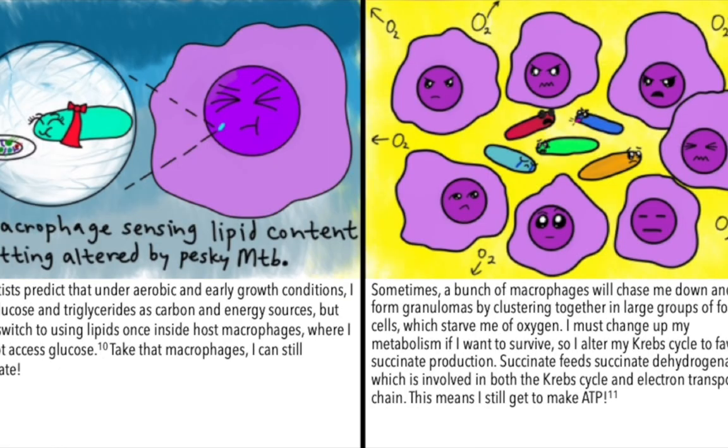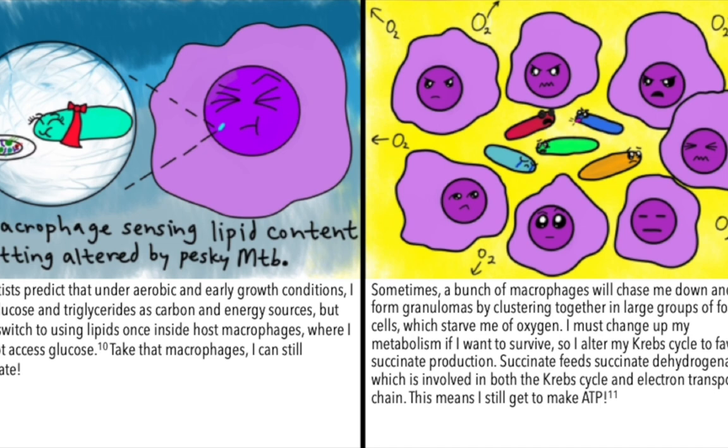Scientists predict that under aerobic and early growth conditions, I use glucose and triglycerides as carbon and energy sources, but then switch to using lipids once inside host macrophages where I cannot access glucose. Take that, macrophages, I can still replicate. Sometimes, a bunch of macrophages will chase me down and form granulomas by clustering together in large groups of foamy cells which starve me of oxygen. I must change up my metabolism if I want to survive, so I alter my Krebs cycle to favor succinate production.